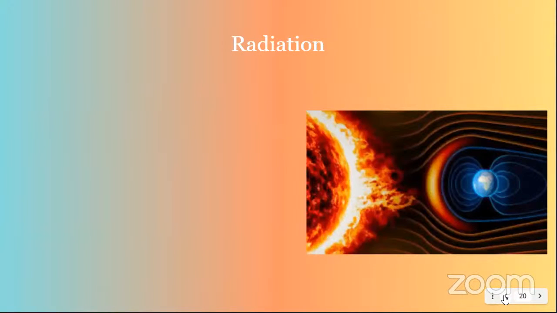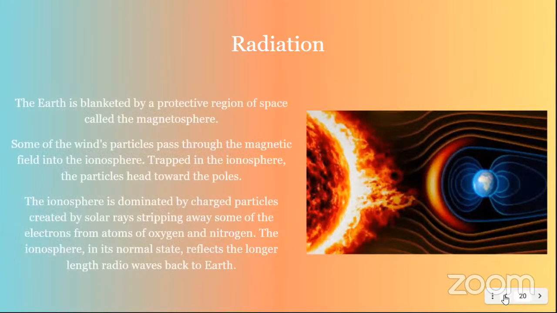The third type of protection is the magnetosphere. The Earth is surrounded by a protective region of space called the magnetosphere. As you can see in the picture, the blue area is the magnetosphere. It is a magnetic field that surrounds and protects the Earth from the solar wind.